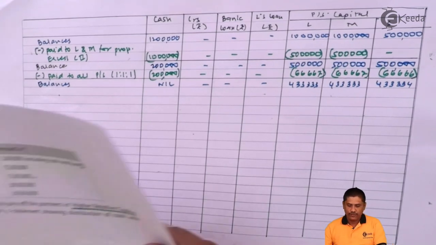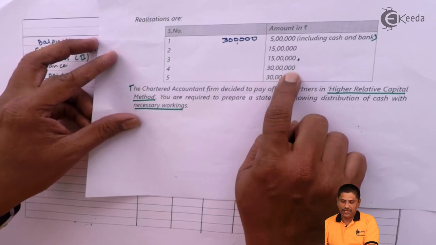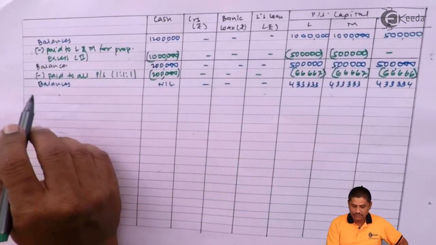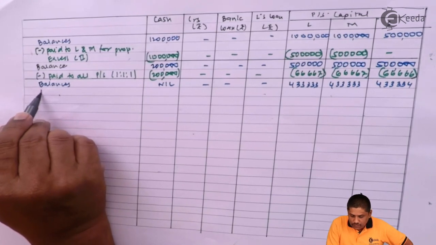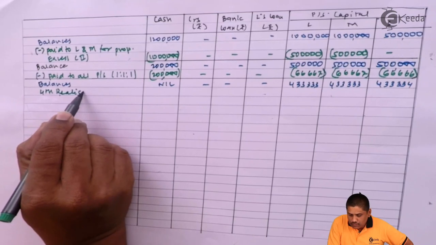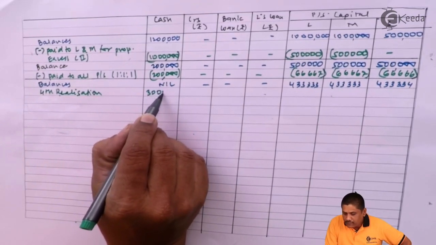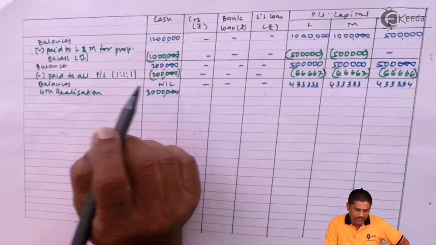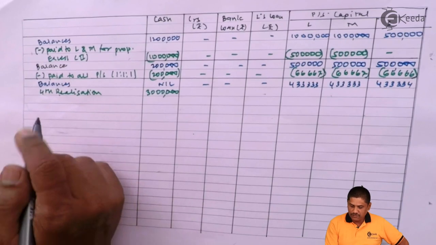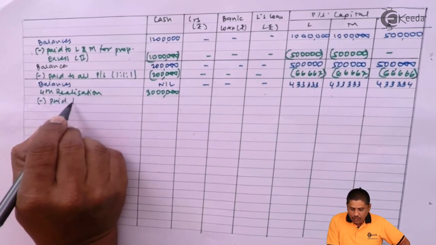Next realization is your realization number 4. Fourth realization is 30 lakhs. So I am writing here fourth realization. Now simple hai. As their capitals are in PSR, I will pay this amount also in PSR. So paid to all partners in PSR.